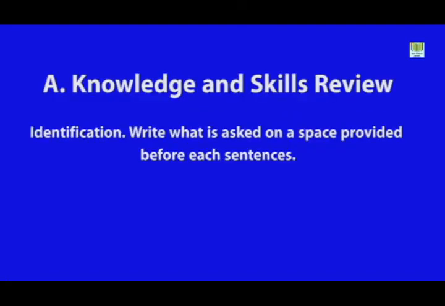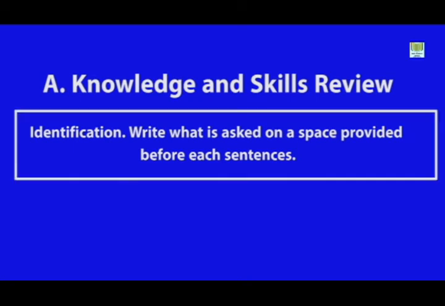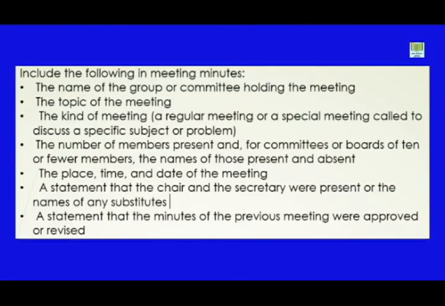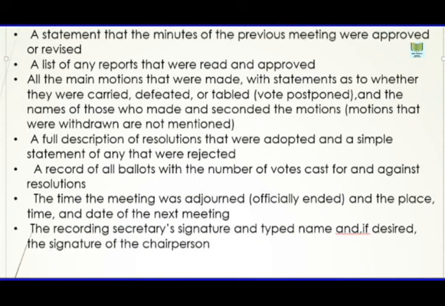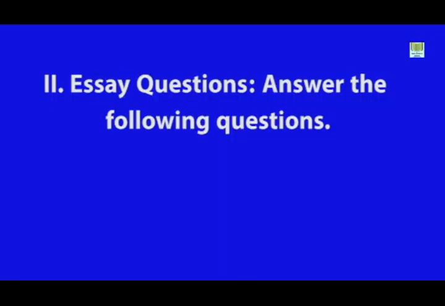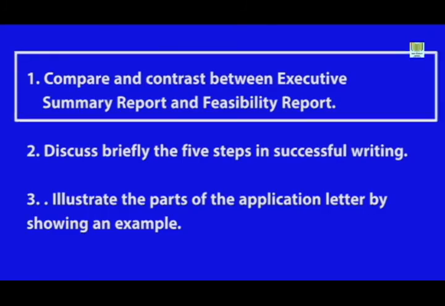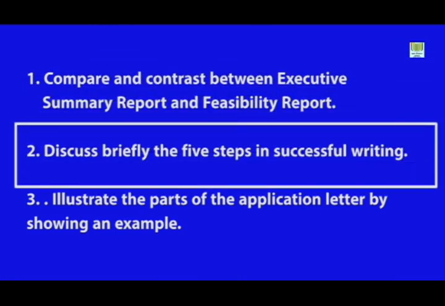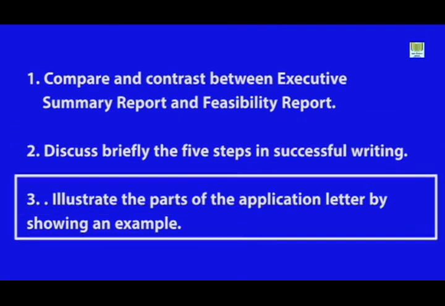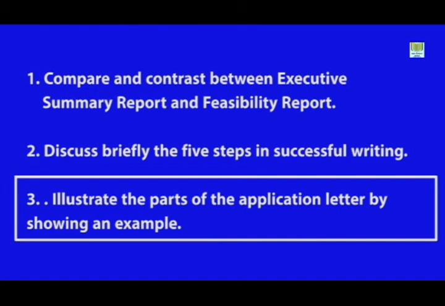Lesson Posttest. Number 1. Knowledge and skills review. Identification. Write what is S on a space provided before each sentences. Number 2. Essay questions. Answer the following questions. Compare and contrast between Executive Summary Report and Feasibility Report. B. Discuss briefly the 5 steps in successful writing. C. Illustrate the parts of an application letter by showing an example.